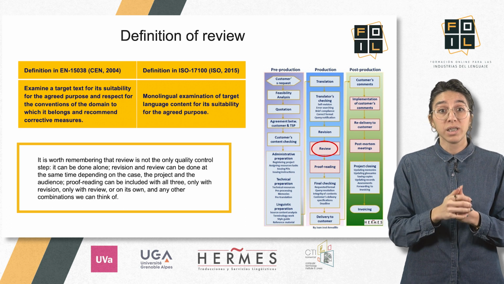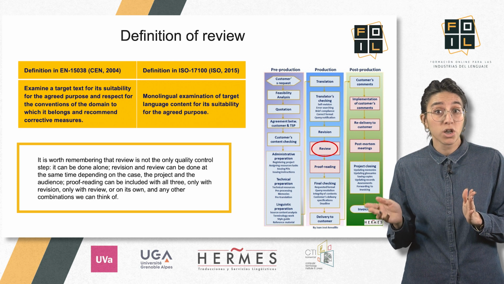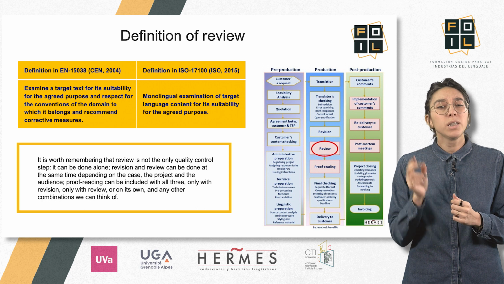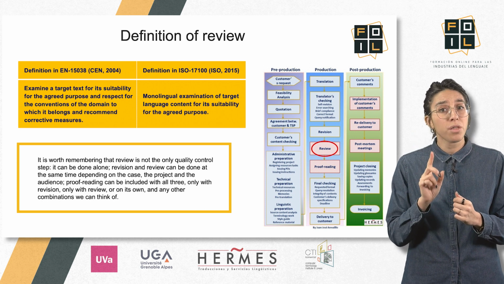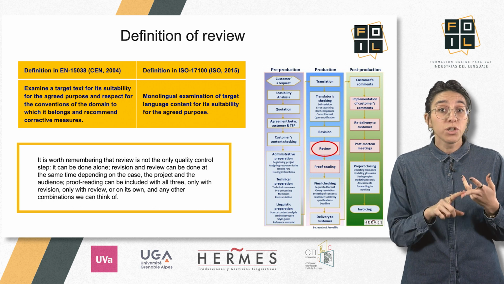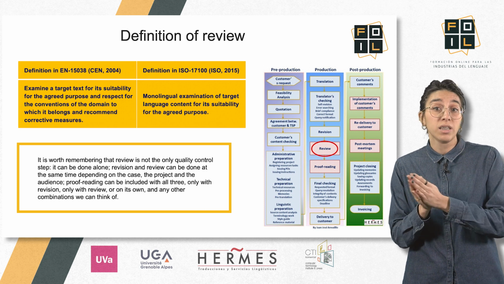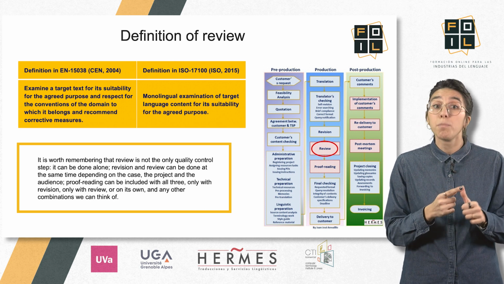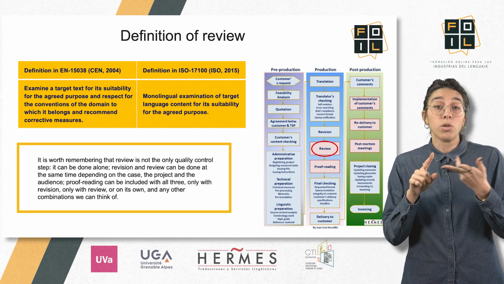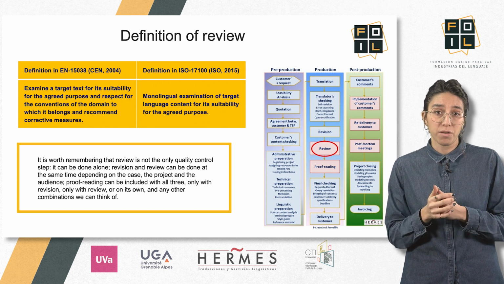Afterwards, ISO 17100 defines it as monolingual examination of target language content for its suitability for the agreed purpose. It is worth remembering that review is not the only quality control step. It can be done alone. Revision and review can be done at the same time, depending on the case, the project, and the audience. Proofreading can be included with both, or only with revision, only with review, or on its own, and any other combinations we can think of.